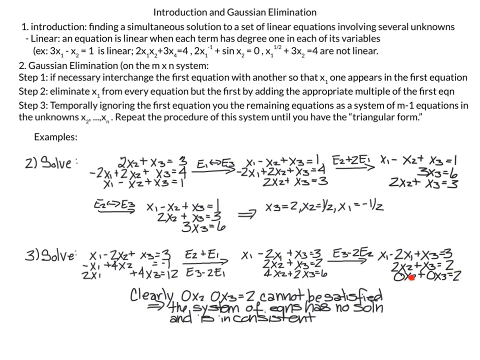So what we're left with on the bottom equation is 0x2 plus 0x3 equals 2, and obviously there's no x1 and there's no x2 and x3 that can satisfy this equation. So this system of equations has no solution, and we say it is inconsistent.